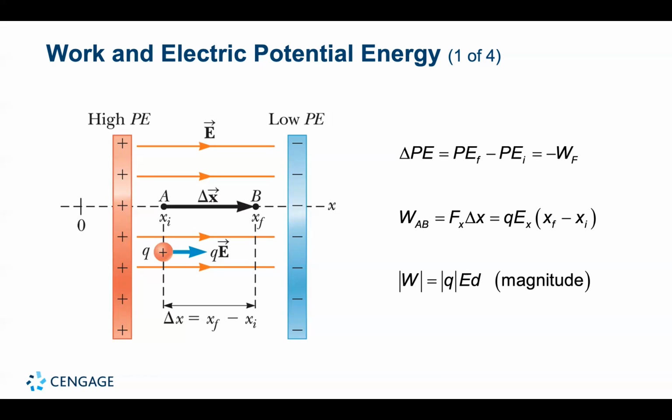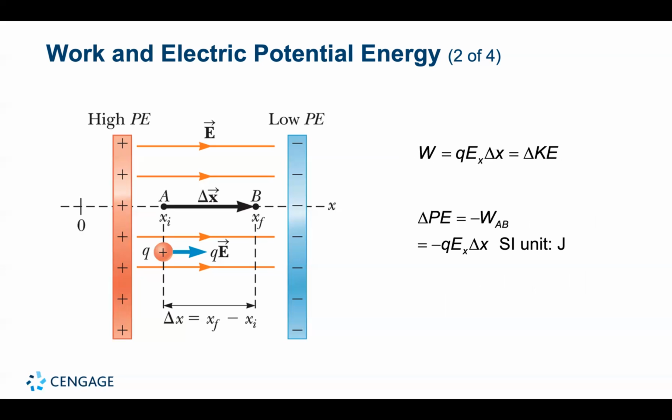In this expression, Q is a charge and Ex is the vector component of E in the x direction, not the magnitude of E. So Ex can be positive or negative depending on the direction of E. Notice that in the figure, Ex is positive. The displacement can either be positive or negative.